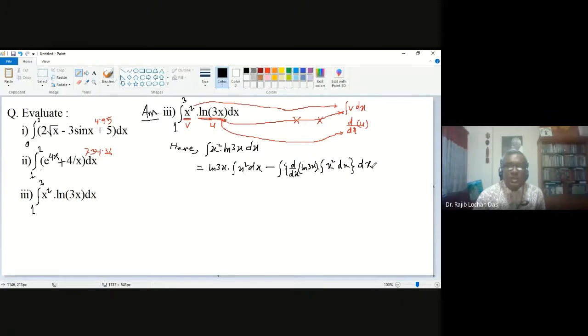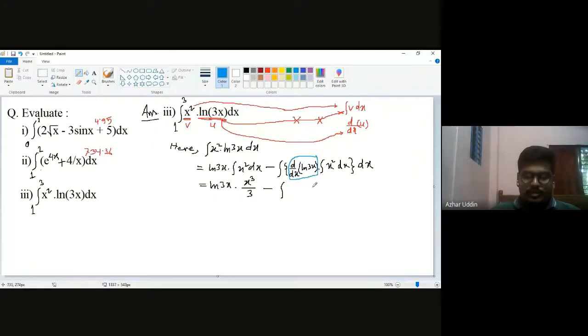Move to the next line. You know what is the integration of x square. So x square integration will be what? x cube by 3. So this is done, and then minus, then integration, then d/dx of ln 3x. Now you apply your differentiation knowledge for this. So what will be d/dx of ln 3x?